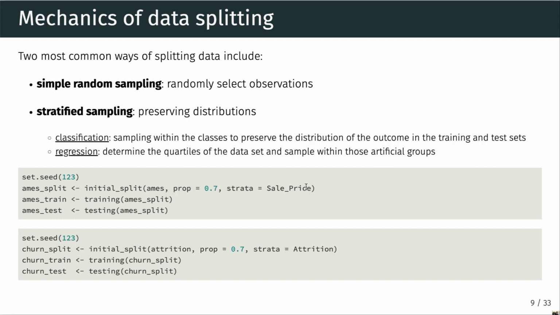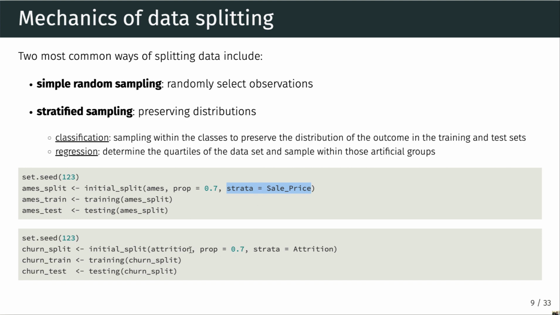And then here's an optional input that we can supply. This means we want to stratify. So we want to use this stratified sampling where our training and our test sets will have similar distributions of the sale price, which, if you recall, is our target variable.